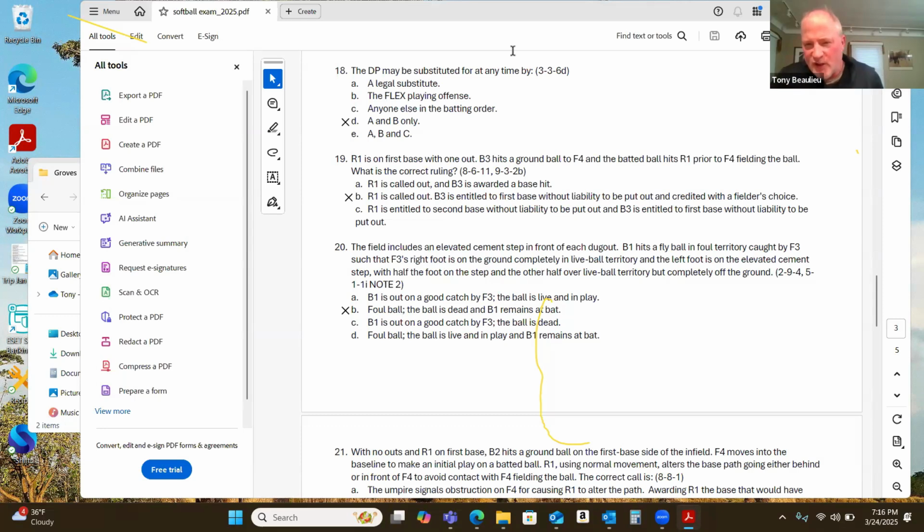I think just that it's a fielder's choice. B3 hit the runner, so the runner's out, and the batter gets first base as always, because the runner that got hit by the ball is out. Okay, and they get first base. It used to be they would be credited with a single, but now they're only credited with a fielder's choice, which is an 0 for 1 instead of a 1 for 1.